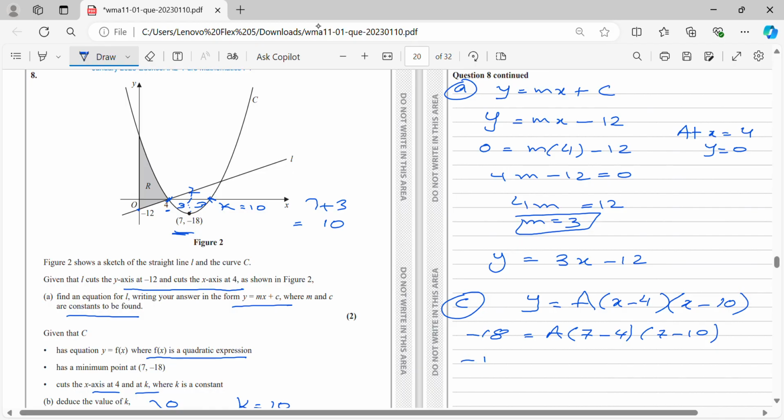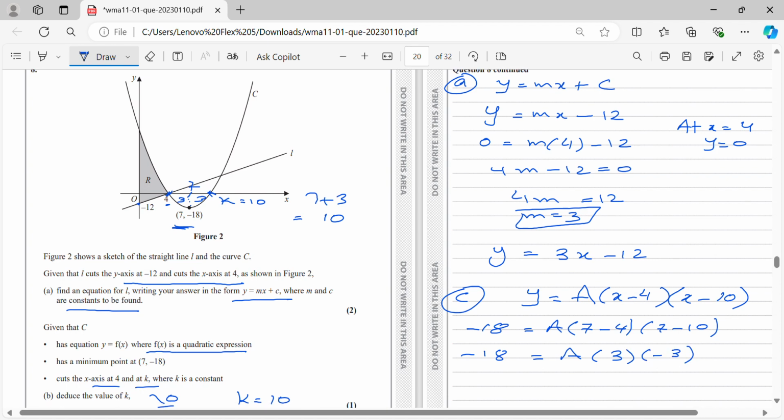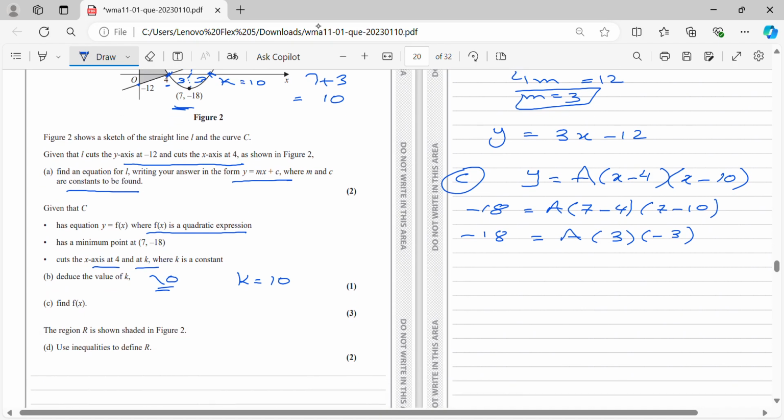Okay, now let's solve for a. 7 minus 4 is 3 and 7 minus 10 is negative 3. So 3 times negative 3 is negative 9. So negative 18 equals negative 9a, and negative 18 over negative 9 equals a. So here a is 2.